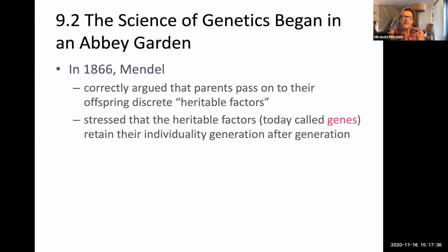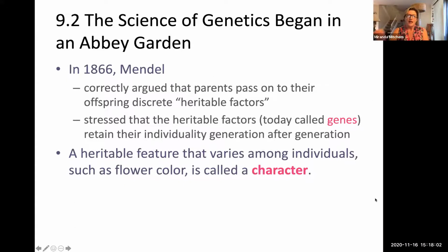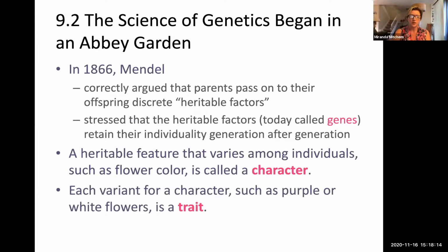So by 1866, Mendel had described correctly that parents pass on heritable factors to their children, and these are known as genes. Furthermore, these genes are retained in a person or in a lineage, generation after generation. We call a character a heritable factor that varies among individuals. So flower color is an example of a character, where the trait would be the actual color: white flowers versus pink flowers versus purple flowers. So the trait is a description of the character. Maybe that's a helpful way to think of it.